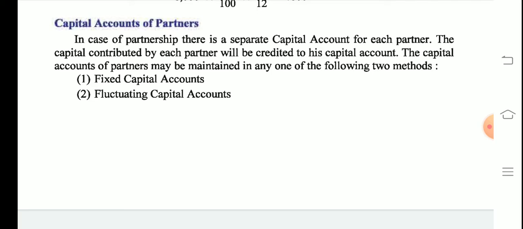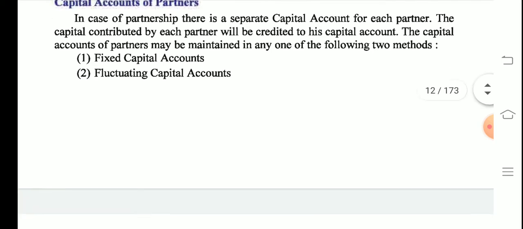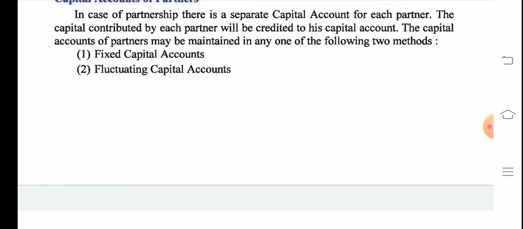For fixed capital accounts and fluctuating capital accounts, we prepare different accounts. Suppose the question says the partners are maintaining fixed capital accounts. For fixed capital accounts, we maintain two types of accounts: one is the partner's capital account and the other is the partner's current account. And for the second type, that is fluctuating capital account, one account will be maintained, that would be the partner's capital account.